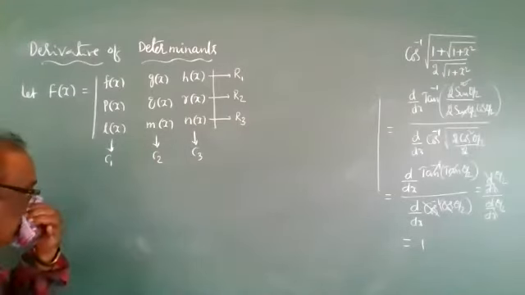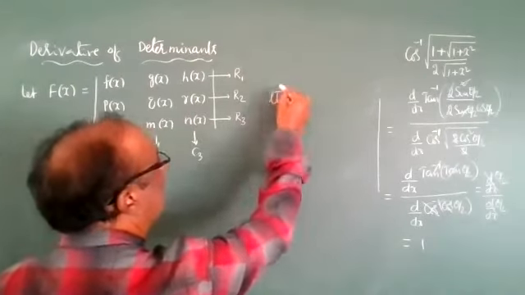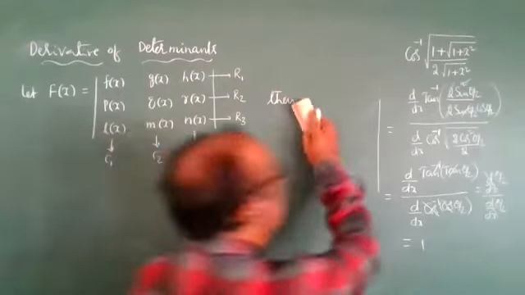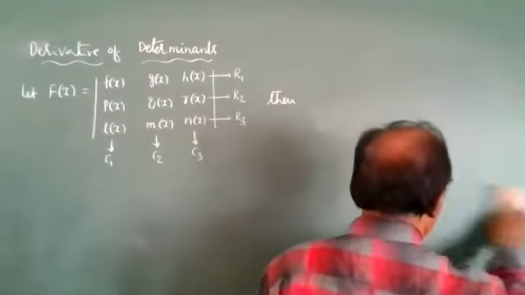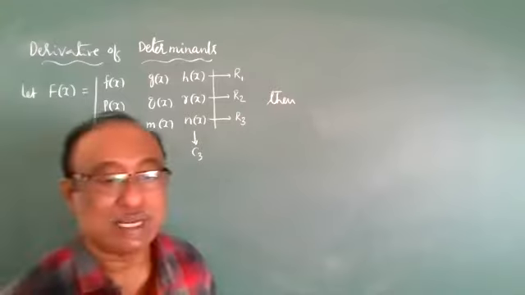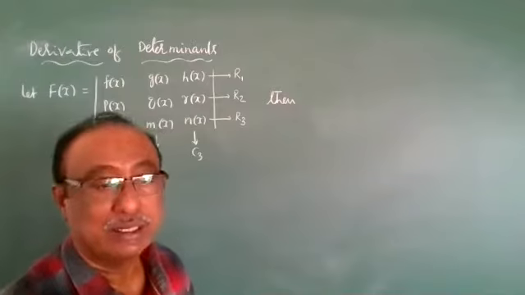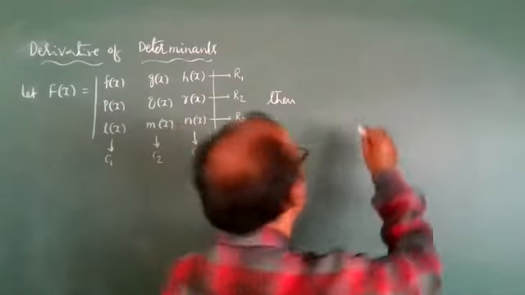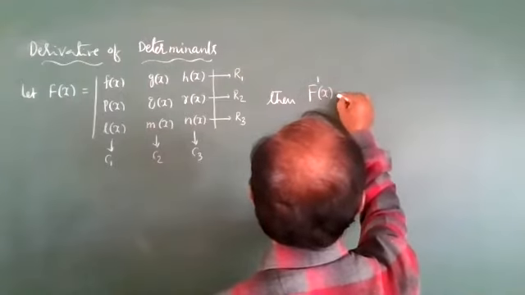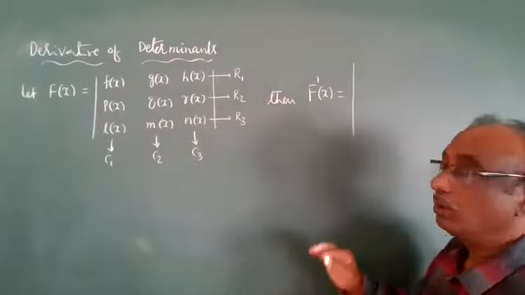Now dy by dx is asking for f dash of x. According to the problem, we can do it row wise or column wise. First I am going to explain row wise. F dash of x means the derivative: first row derivative, with the other rows the same.